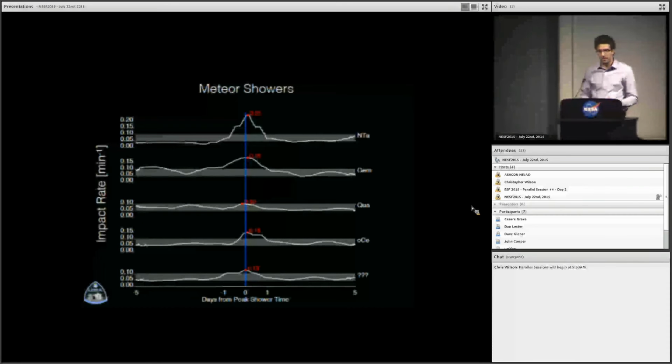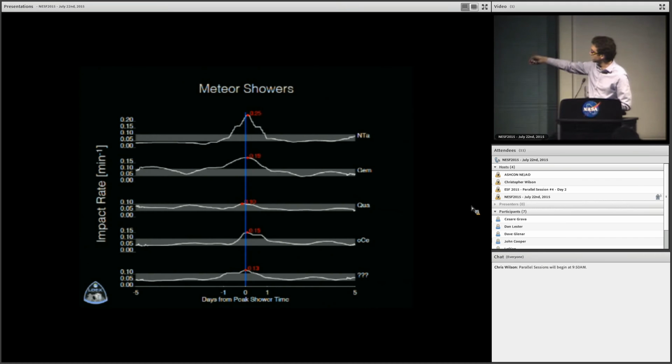All right, so the next thing we looked at is the response of the lunar surface to meteoroid streams. So here are the 4 known ones that generated the biggest response: Northern Taurids, Geminids, Quadrantids, Omicron Centaurids, and then this mysterious one that is not recognized. So today we're just focused on the Geminids.